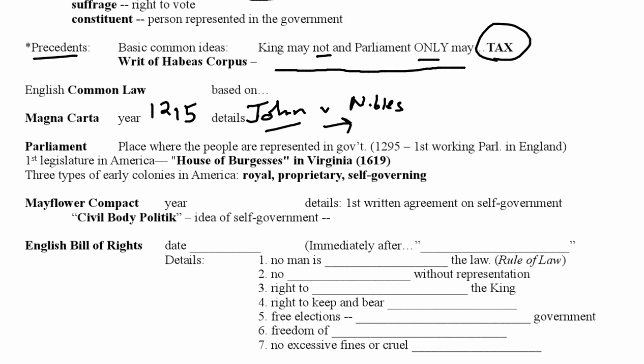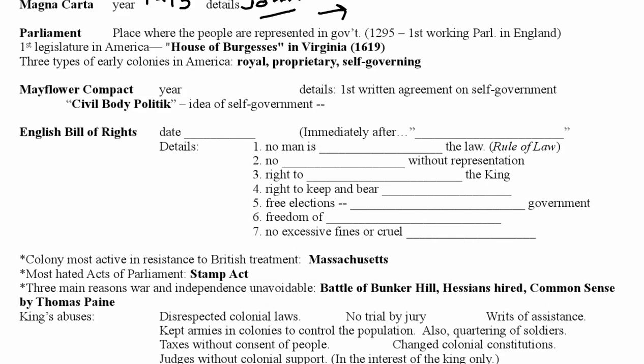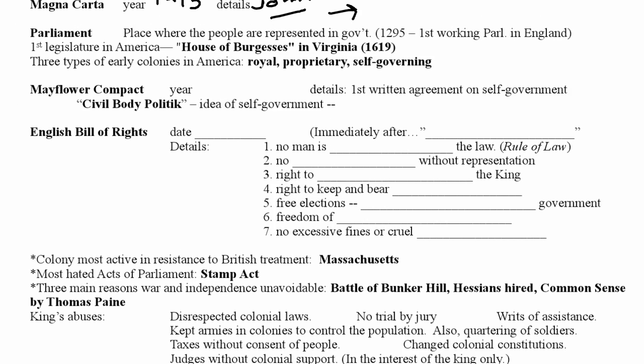Other details of this would be right to bear arms, freedom of speech, writ of habeas corpus. This is in Magna Carta. No taxation without representation goes back to the Magna Carta. The first parliament is a place where people are represented in the government. 1295 is the first working parliament in England. First legislature in America goes to 1619, in Virginia, called the House of Burgesses.